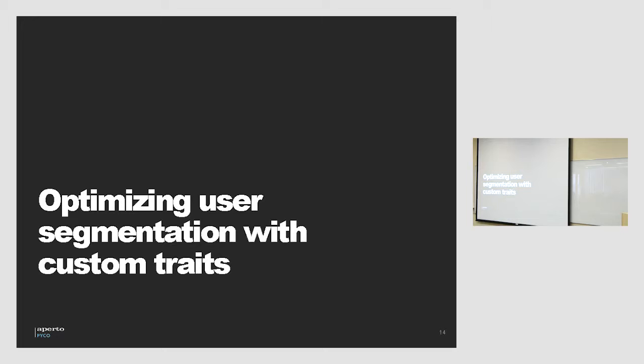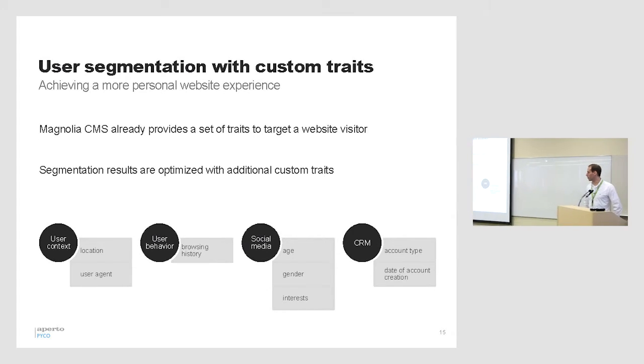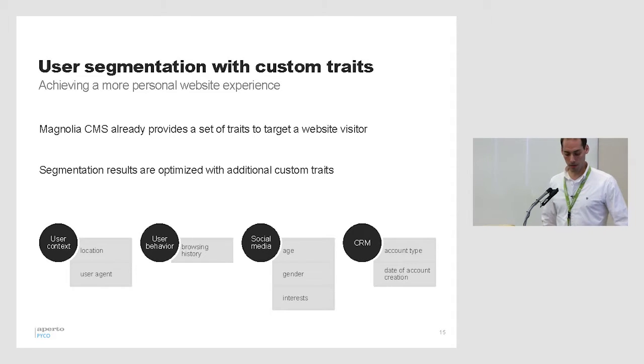And the first feature is optimizing user segmentation with custom traits. Magnolia already provides some traits, for example, getting the user location by their IP address and also determining what kind of browser and operating system the user is using by checking the user agent. We have also implemented a custom trait for user behavior. So we are analyzing the browsing history and we make this trait available to the editor to optimize the website content based on the browsing behavior.